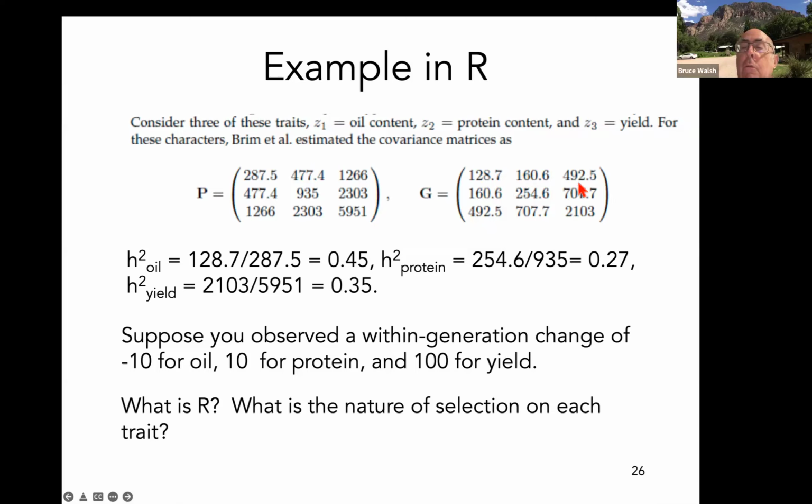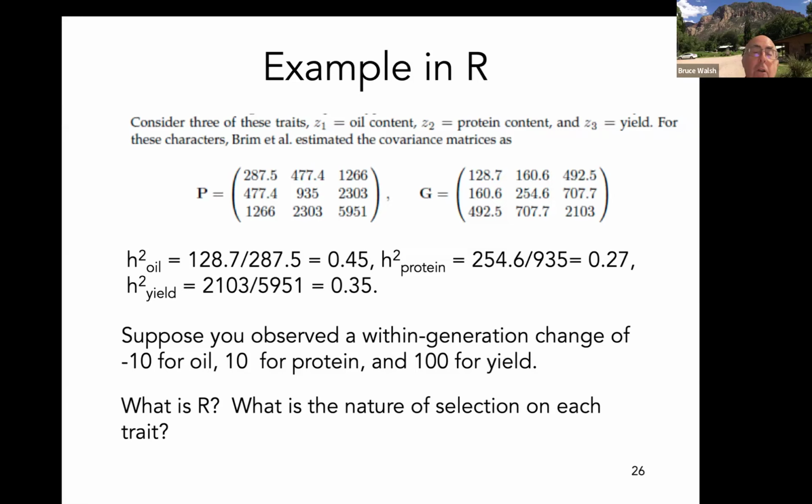Genetic covariances 1 and 2, 1 and 3, 2 and 3. So what's the heritability of trait 1? Genetic variance divided by phenotypic variance, about 0.5. What about trait 2? Same thing. That divided by that, about 0.27. What about trait 3? That divided by that. So the heritabilities are between 0.3 and 0.45 for these traits.